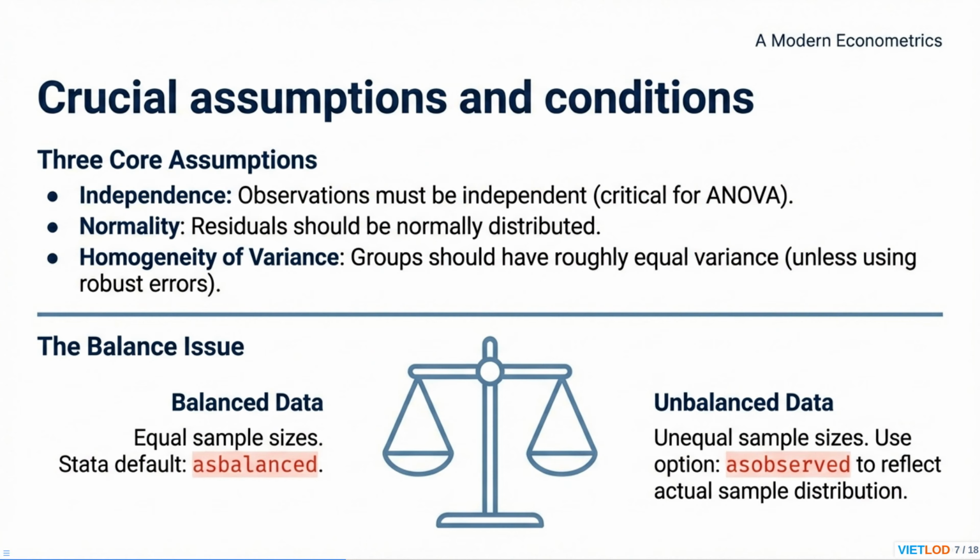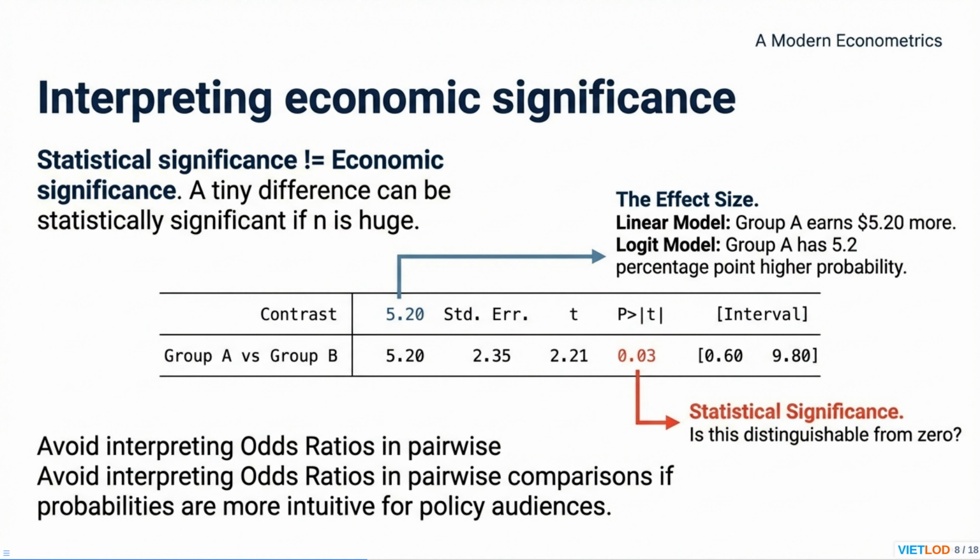Imagine you're comparing wages between urban and rural areas. If 80% of your sample is urban, using the default as-balanced would treat them as 50-50, potentially leading to misleading conclusions about the average person. Using as-observed corrects for this. Now that we understand these foundational requirements, let's look at how to interpret the results for economic significance.